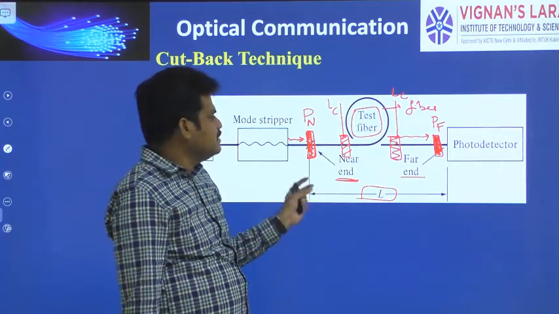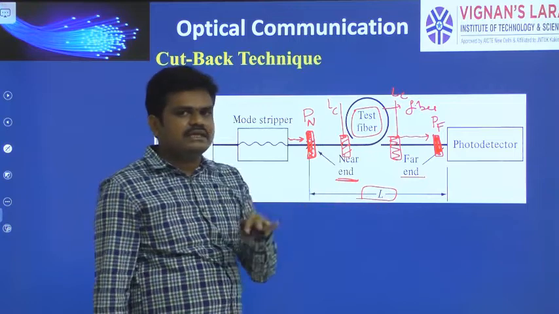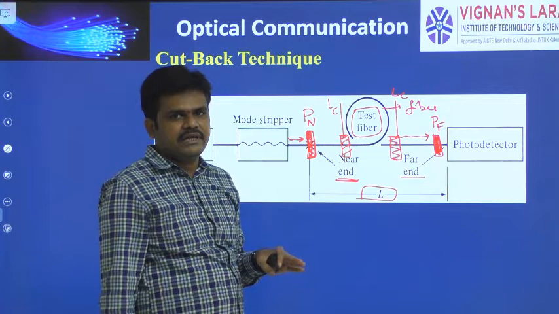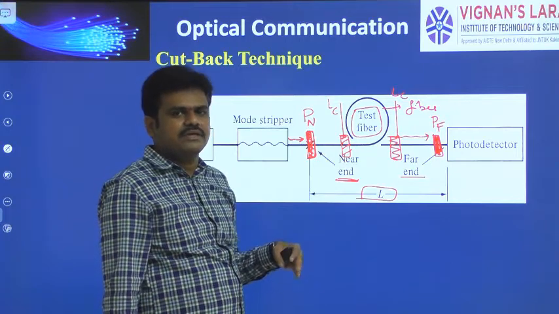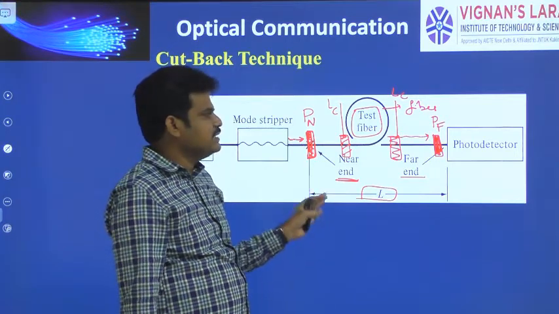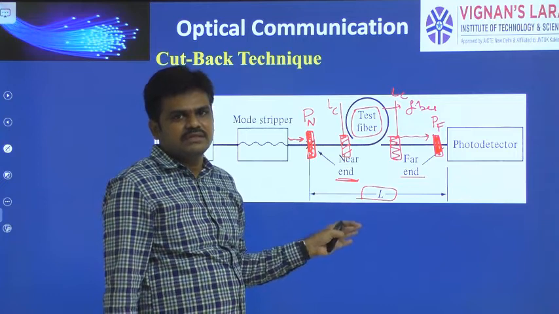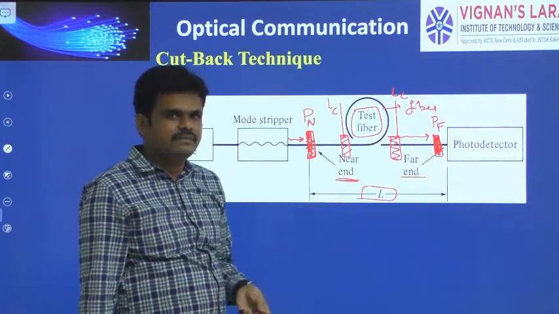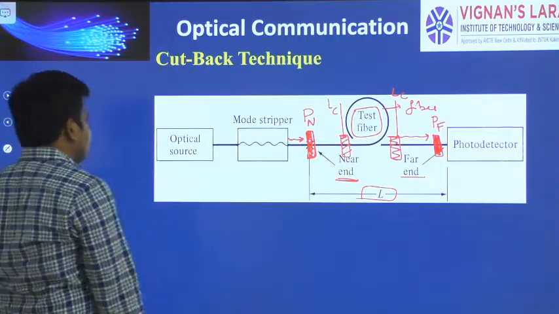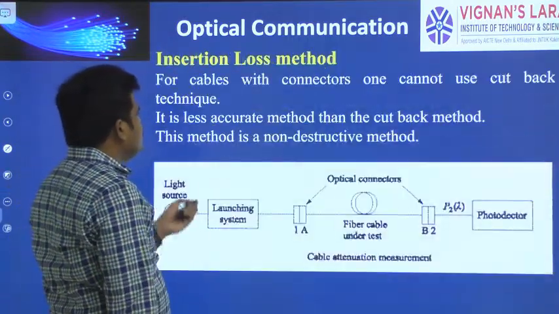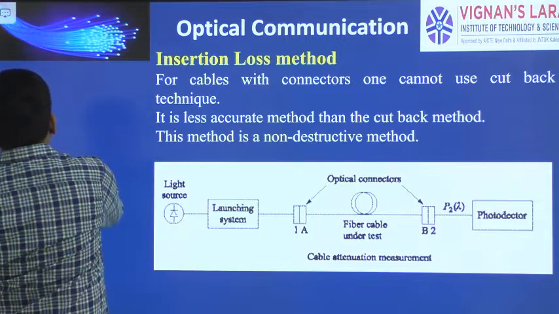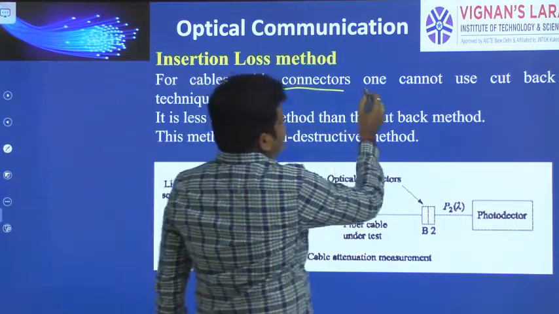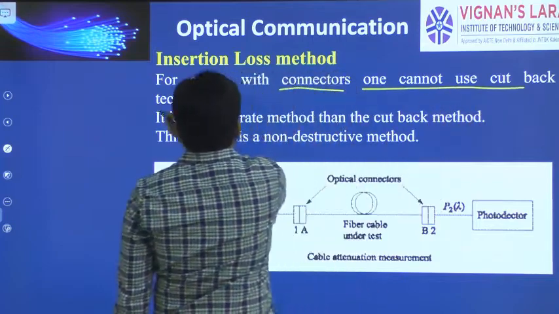That is the reason that for an optical fiber without any connector or splicer, if you want to measure the attenuation, then the cutback technique is suitable. If there is a connector, the cutback technique is not suitable. Clear? So as I said, for optical fibers with connectors, we cannot use the cutback technique.